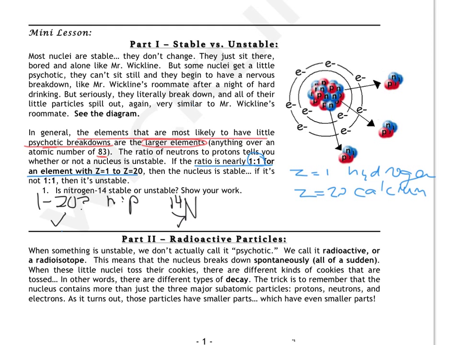So using the 14 and the 7, I can say that the number of protons is definitely 7. And the number of neutrons is going to be the mass number minus the atomic number, which is 14 minus 7, which in this case is 7. So 7 to 7 is the same thing as 1 to 1. So I'm going to say that the neutron to proton ratio checks out as well. I think we've had enough information to say that nitrogen-14 is stable, because 7 to 7 is 1 to 1.